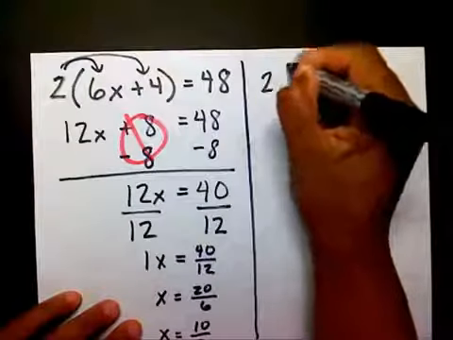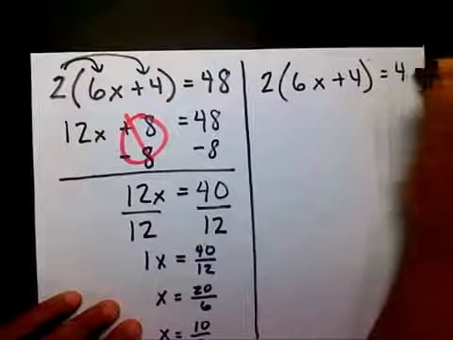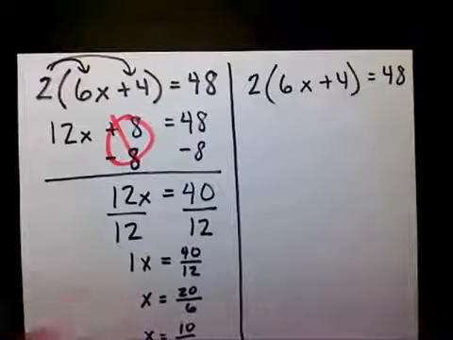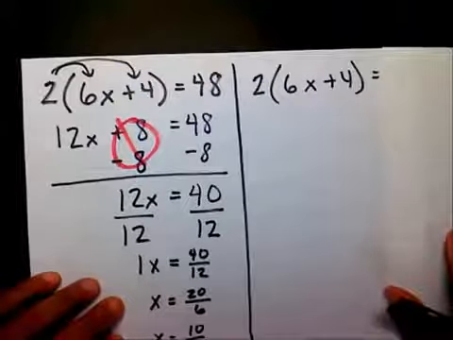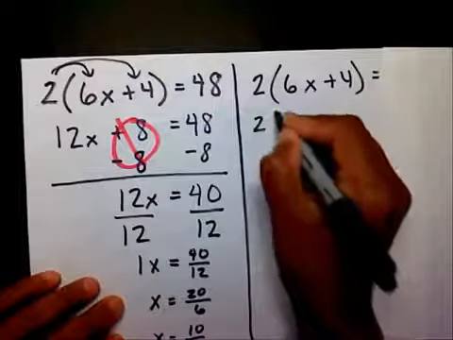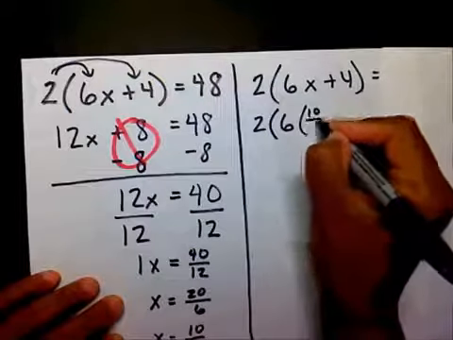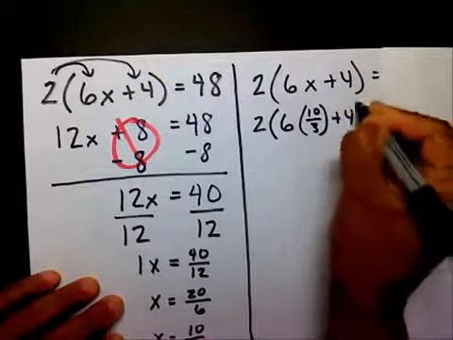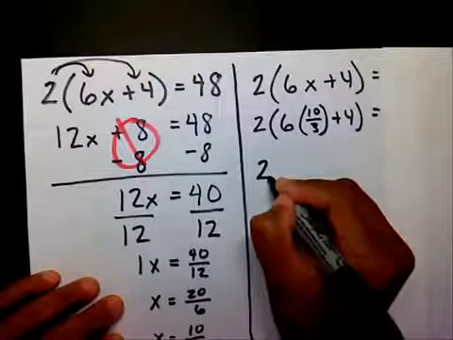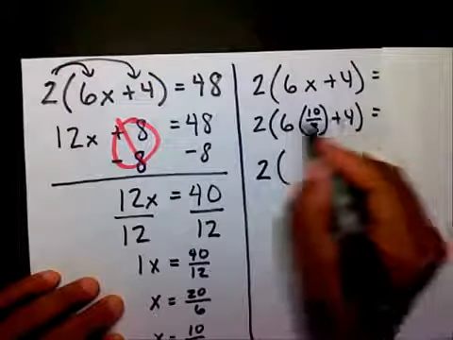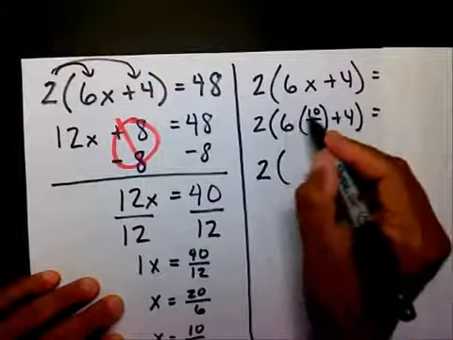So we have 2 times 6x plus 4 equals 48. I'm going to cover up my right-hand side, and I'm going to write 2 times 6. Instead of writing x, I'm going to write 10 over 3 plus 4 equals. I'm going to write 2 outside my parentheses, and inside my parentheses I'm going to find a solution to this. I have multiplication and addition. I'm going to take care of my multiplication first.